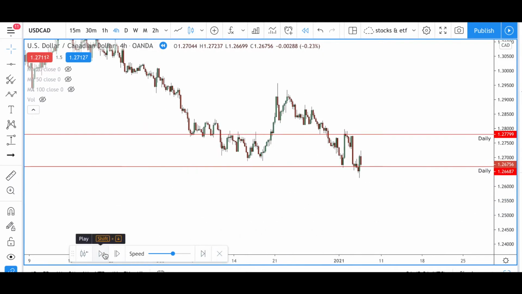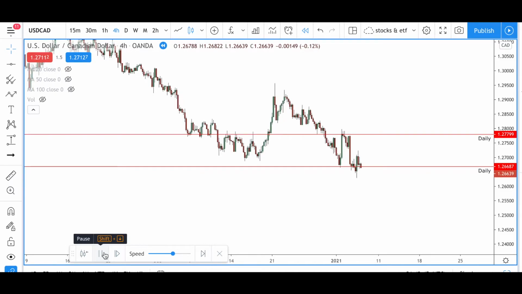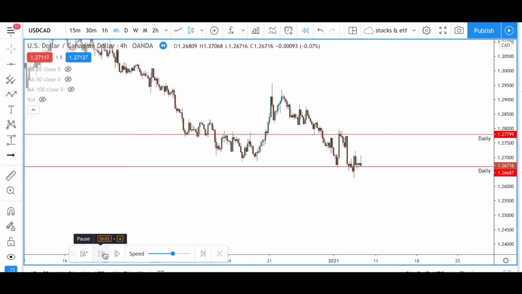So again, my bias hadn't changed. I was still short, but I wanted to take a short in a key area of the market. And I like to take shorts when price is rising rather than at lows. So again, we continue to monitor and just wait for the market to come to us.